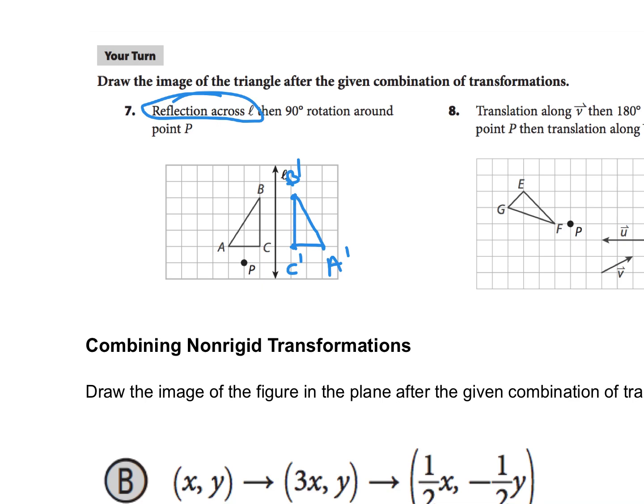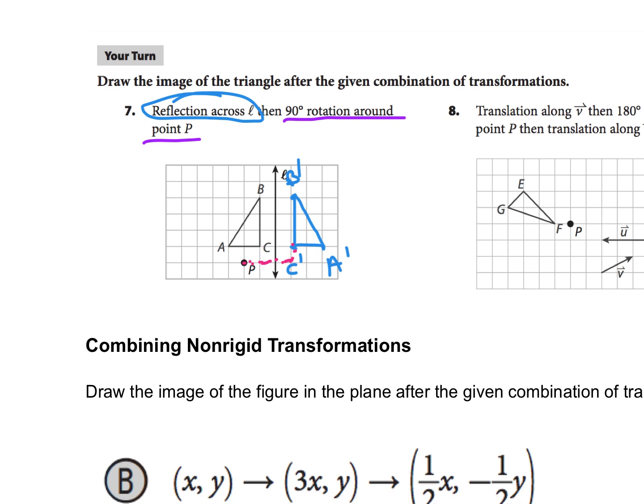Okay, now this next part is kind of new. It says 90-degree rotation around point P. Okay, so instead of the origin, we're going to actually use P instead. So 90 degrees is a right angle. That makes it kind of easy. And we're going to look. So to get to C, I'm going to leave P and go 1, 2, 3, up 1. Okay, so I'm going to use that pattern.